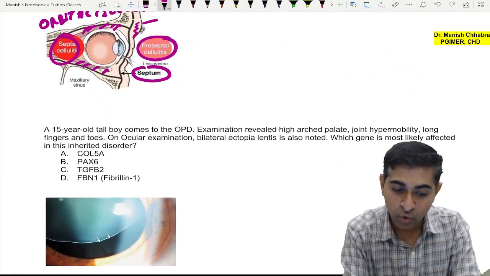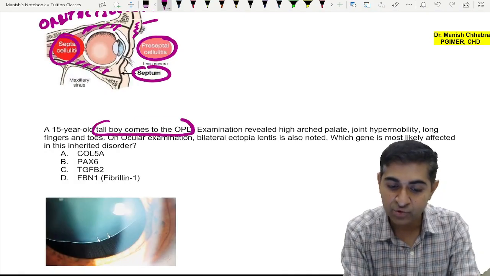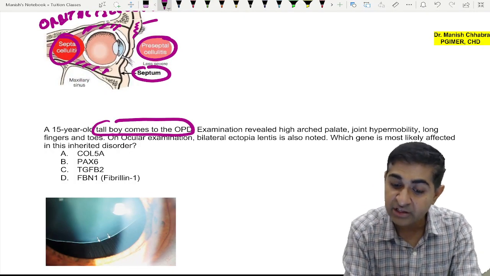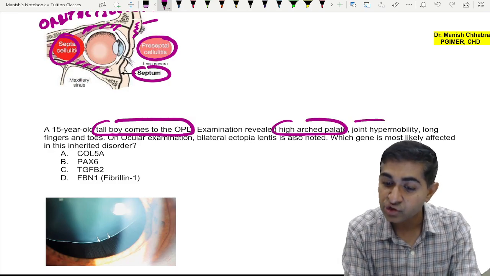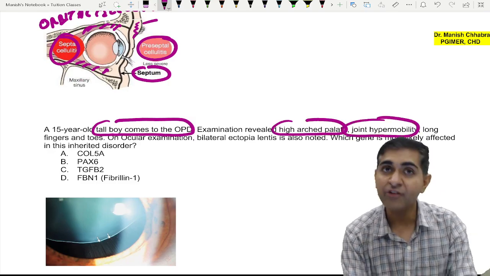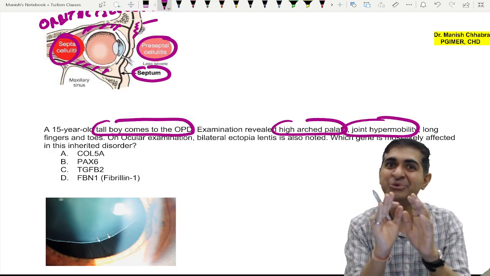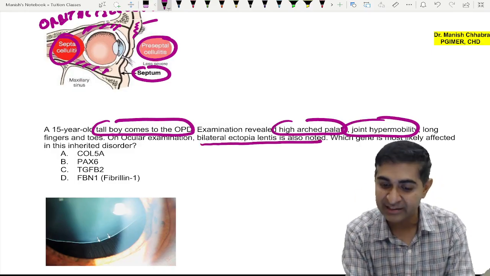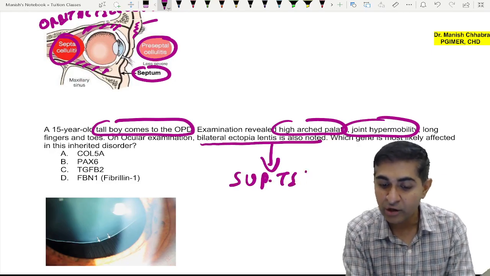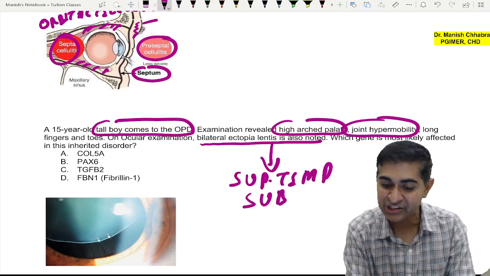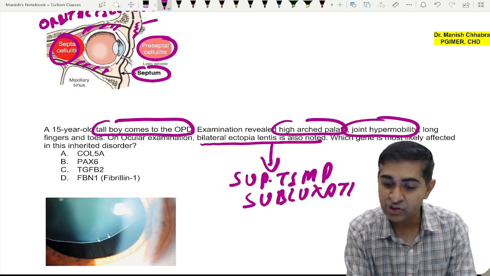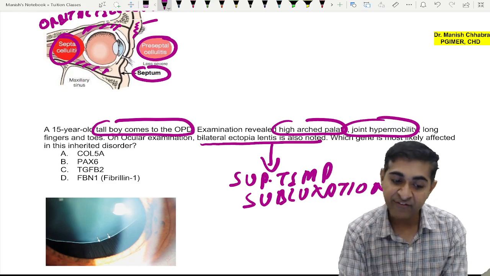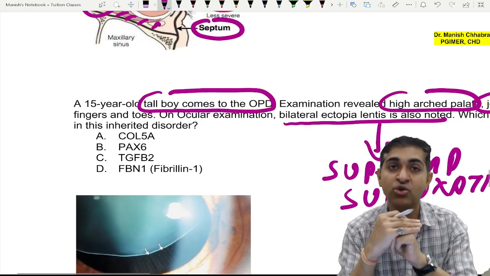A 15-year-old tall boy comes to the OPD. Examination revealed high arched palate, joint hypermobility, long fingers and toes. By this time, you know what we are talking of. On ocular examination, bilateral ectopia lentis. And in this particular disease, there is typical superotemporal subluxation of the lens. Okay. Which gene is most likely affected in this inherited disorder?